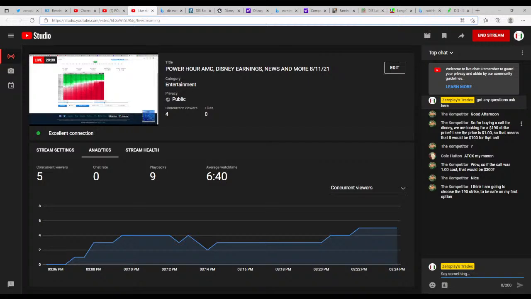Okay, so let me answer this. For buying a call for Disney, we are looking at the 190 strike price. I see the price as $1. So that means that it would be $100 for that call. Yes. On a call option, you're buying 100 shares. That contract is for 100 shares. So whatever that price is, you have to times it by 100. So if it's $1, that'd be $100 down.